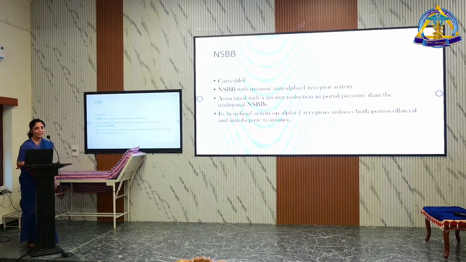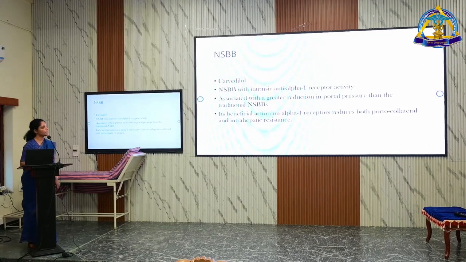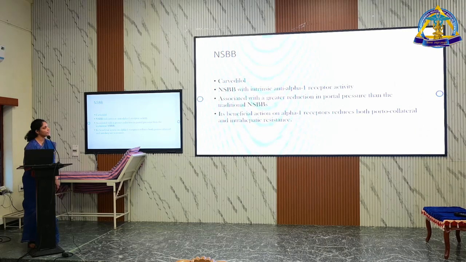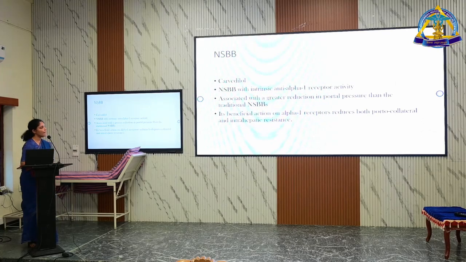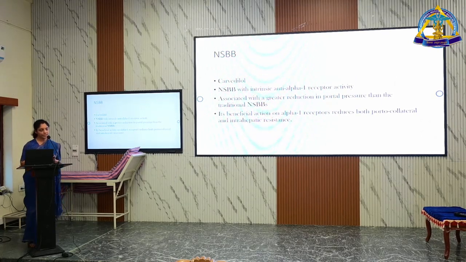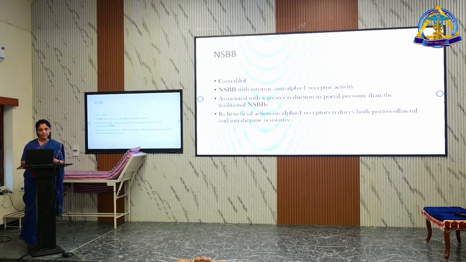It's carvedilol. It is a non-selective beta blocker with intrinsic anti-alpha-1 receptor activity. So there's a greater reduction in portal pressure than the traditional non-selective beta blockers. And carvedilol has additional advantages: it has a beneficial action on the alpha-1 receptors in the liver that reduces the portal collateral and the intrahepatic resistance.